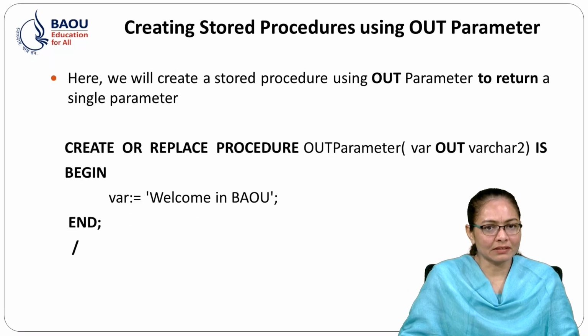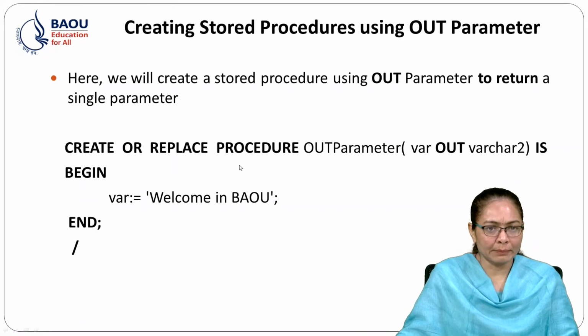So here, try to understand with the example. Create or replace procedure, then procedure name. Here we will give the procedure name out_parameter. You can give any name to the procedure because it is a user-defined name. In the bracket where, then OUT is the parameter mode, and then VARCHAR2, then IS. In BEGIN, where is equal to 'welcome in BAU'. This is the string which is stored in the variable.